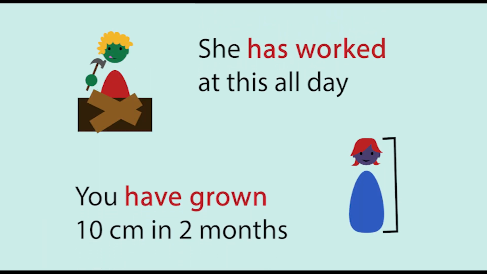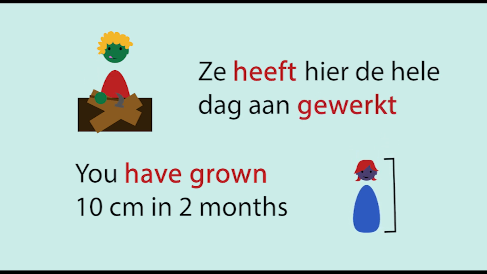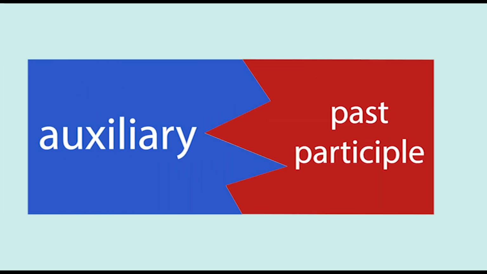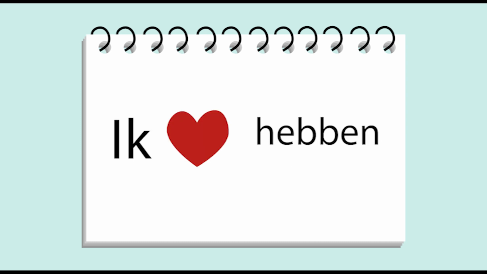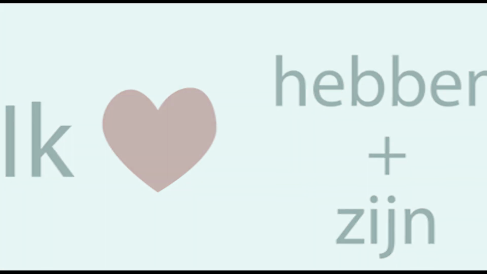Let's look at these two sentences in Dutch. Ze heeft hier de hele dag aan gewerkt. Je bent in 2 maanden 10 centimeter gegroeid. There are two things we need to look at here. First, the auxiliary, or the first part of the perfect tense. Note that in English, you always use a conjugated form of the auxiliary have. In Dutch, most verbs also take the form of hebben in the perfect tense, but a considerable number of verbs take zijn as their auxiliary in the perfect tense.